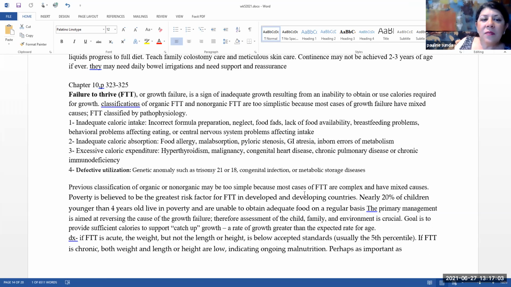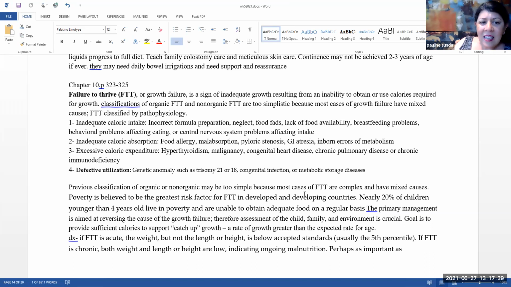So failure to thrive can be caused by inadequate caloric intake. So possibly they are not making the formula properly. Neglect can be an issue. Food fads, maybe they don't have enough food available. Breastfeeding problems, behavioral problems affecting eating, central nervous system problems affecting intake. Inadequate calorie absorption, so possibly food allergies, malabsorption syndromes, pyloric stenosis, GI atresia, inborn errors of metabolism.